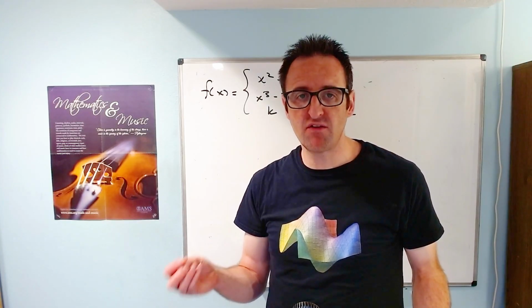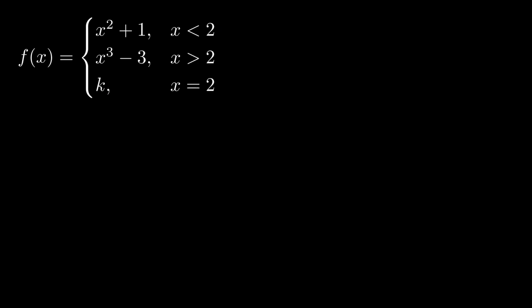Computing the limit of f of x as x approaches 2 from the left, we get that the limit as x approaches 2 from the left of f of x has to be equal to the limit as x approaches 2 from the left of x squared plus 1. And the reason why x squared plus 1 is the right term here is because that's the value of f of x when we're to the left of 2. When x is less than 2, x squared plus 1 is the formula for f of x. And so that's what we're going to use when we compute the limit as x approaches 2 from the left.